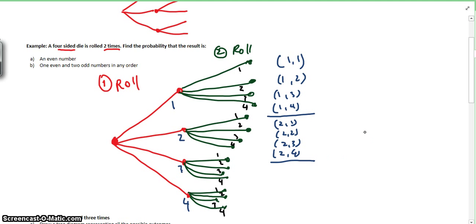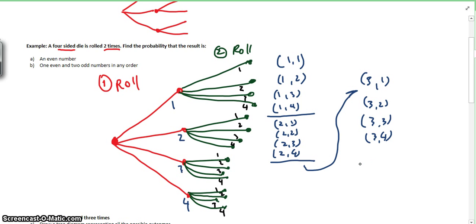And if I keep going, sorry guys, I'm just going to move this up here to get some more space. I could roll a 3, 1, a 3, 2, 3, 3, 3, 4, or I could roll a 4, 1, 4, 2, 4, 3, or a 4, 4.